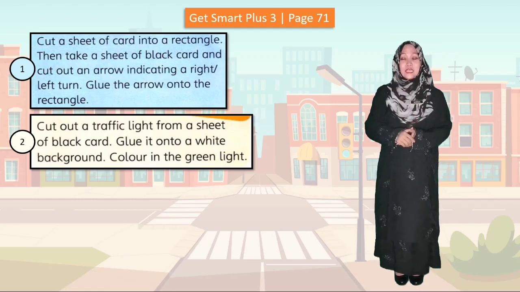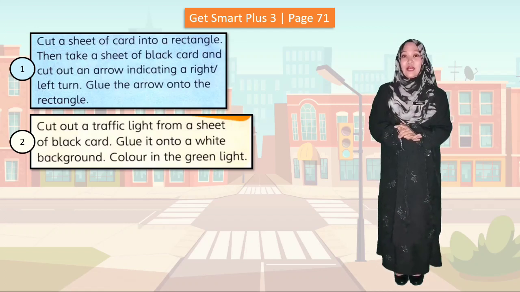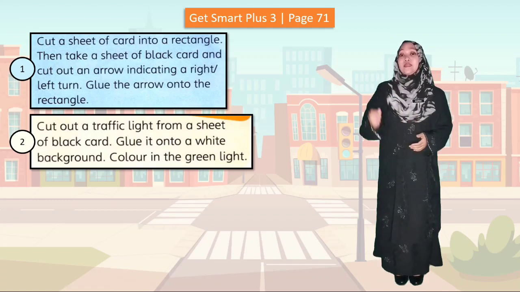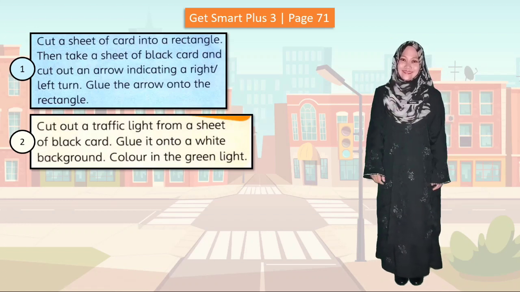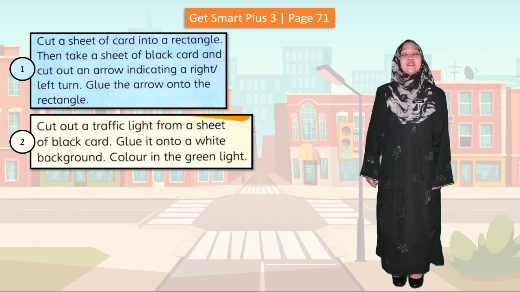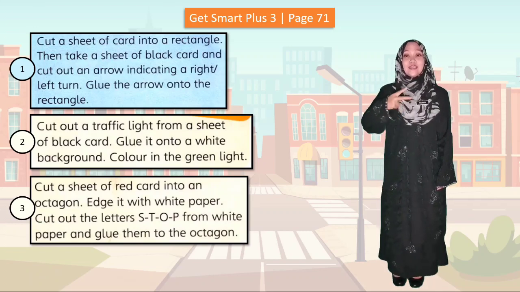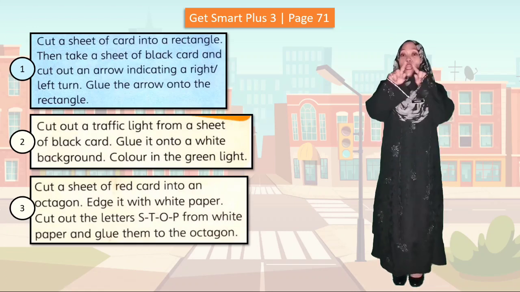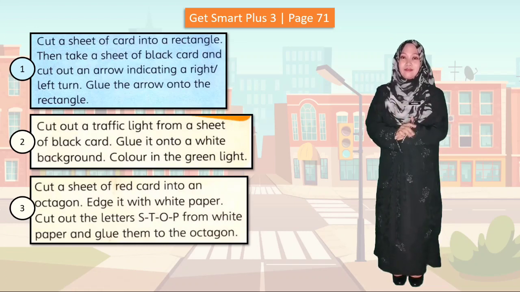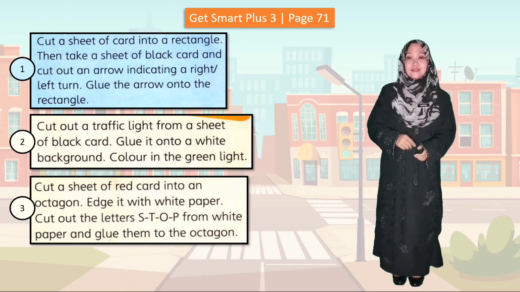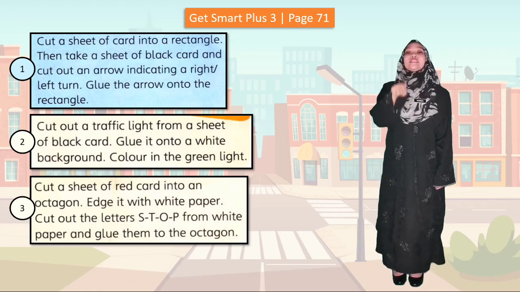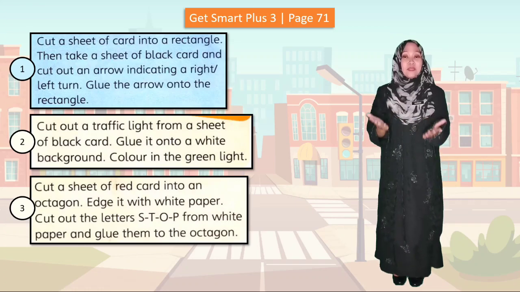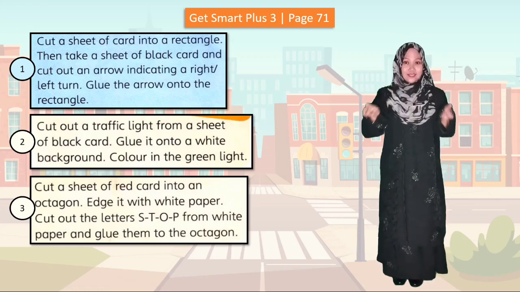Instruction number 2. Cut a traffic light from a sheet of black card. Glue it onto a white background. Color in the green light. Instruction number 3. Cut a sheet of red card into an octagon. Etch it with white paper. Cut out the letters S-T-O-P from white paper and glue them to the octagon.